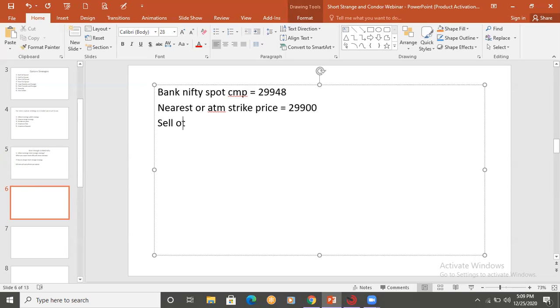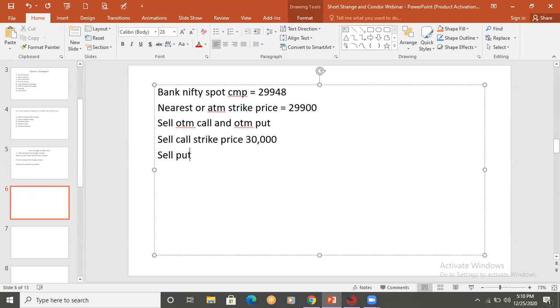Now we need to sell an OTM call and an OTM put. Now how do we decide which OTM call and which OTM put strike price we should select? For that we need to do an adjustment of 100 points. The ATM strike price is 29,900. So for the call option, you need to add 100 points, so that will become 30,000. The strike for the call option will be 30,000. So I can write here, we can sell the call option with strike price 30,000.